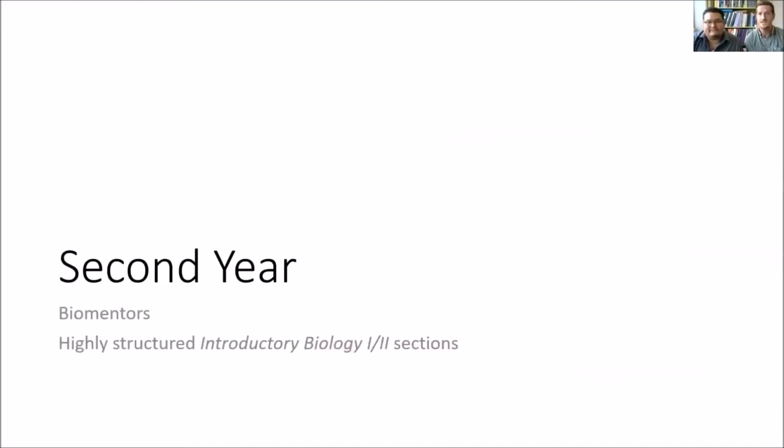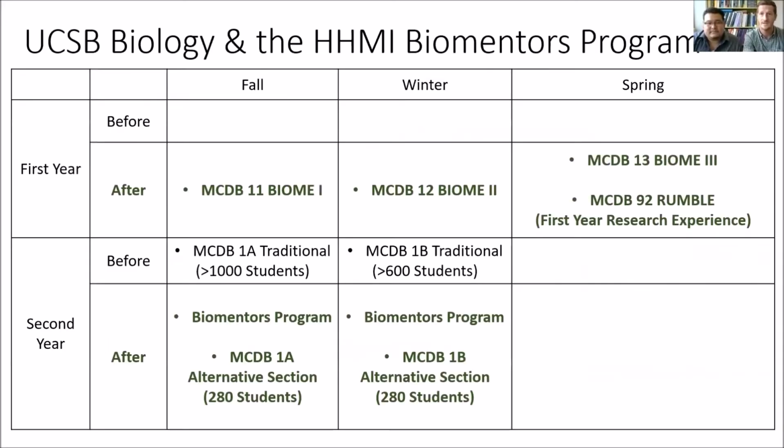So we're going to start to shift gears a little bit into the second year. We've shown you the interventions at the first year level. As Lala mentioned, before the HHMI grant, the introductory biology series was taken in the second year of study here at UCSB, and they're very large enrollment, traditionally lectured courses of over 1,000, and approximately over 600 students for MCB1A and MCB1B together.